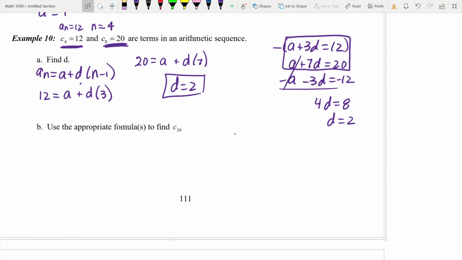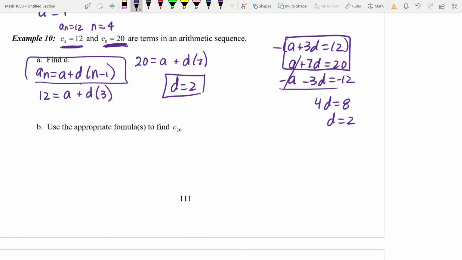Okay, now they want the 20th term. Okay, so guys, this is going to be the same formula. Look right here. I have to know my a, I have to know my d, I have to know my n. Well, d is 2, I know n is 20, but in order to answer the question, I have to know a. How am I going to find a, everybody?